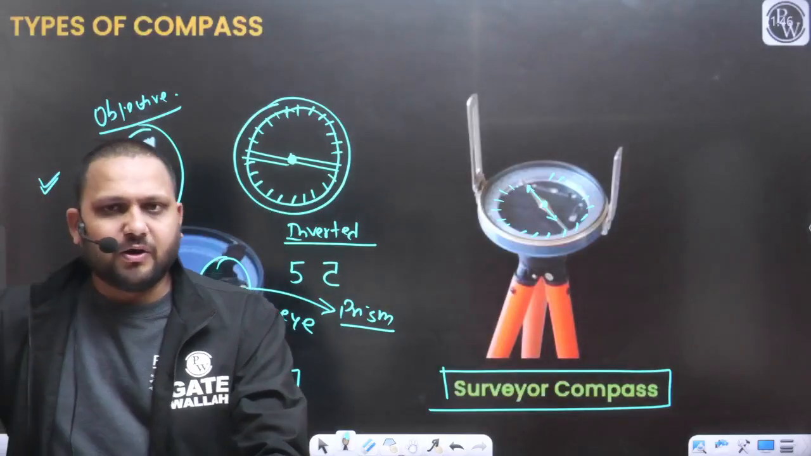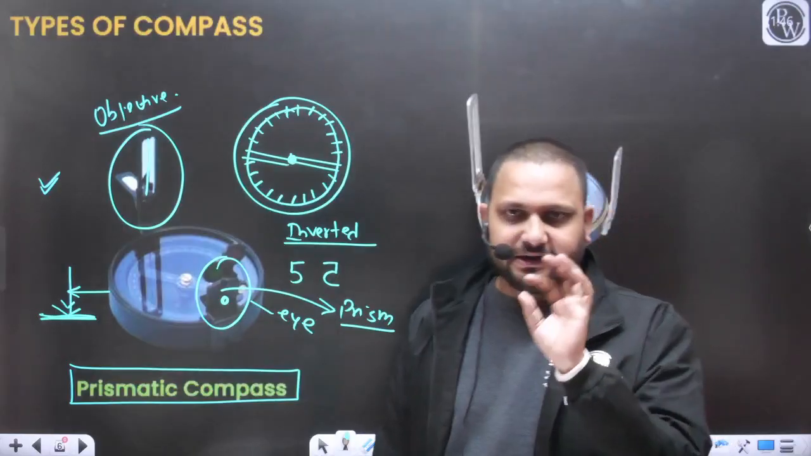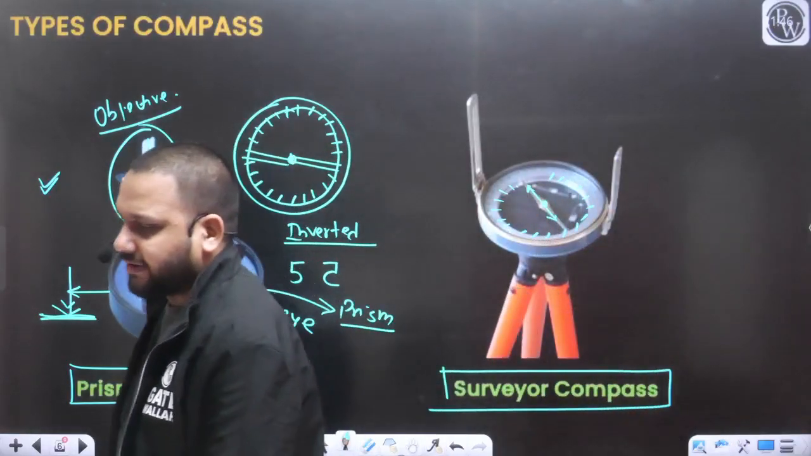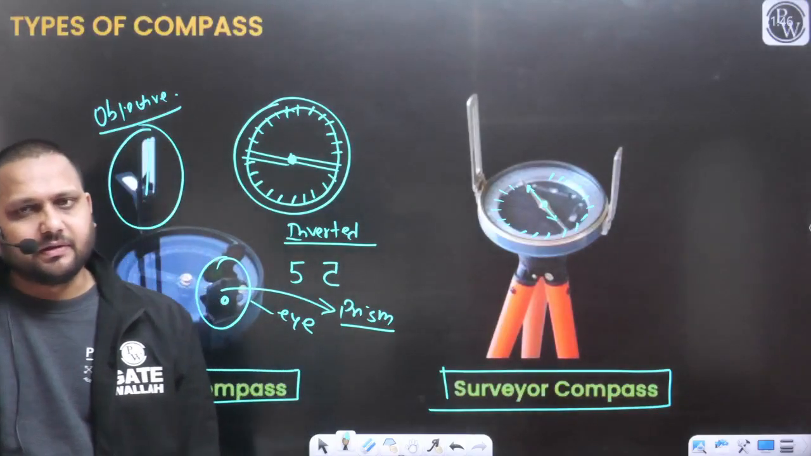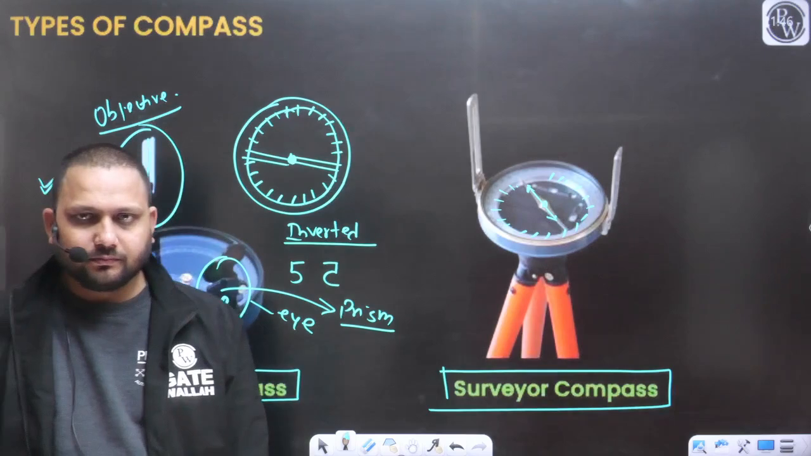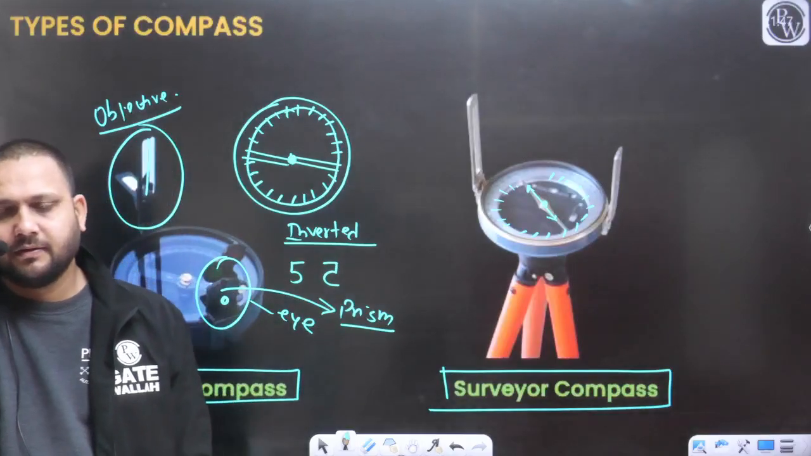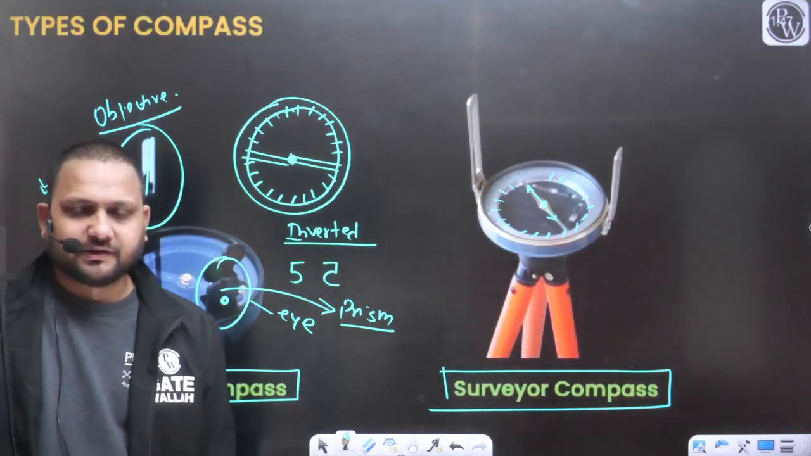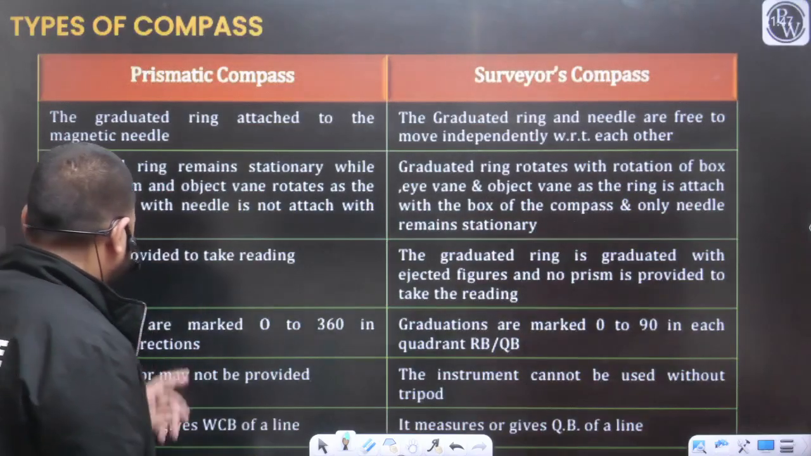So I hope now you are aware of some basic construction details of the prismatic compass and surveyor compass. More frequently we use the prismatic compass in the field for the measurement of angles. Is the point clear to everyone? Is the discussion till now clear to everyone, yes or no? Please confirm in the chat box and please be interactive in the class.